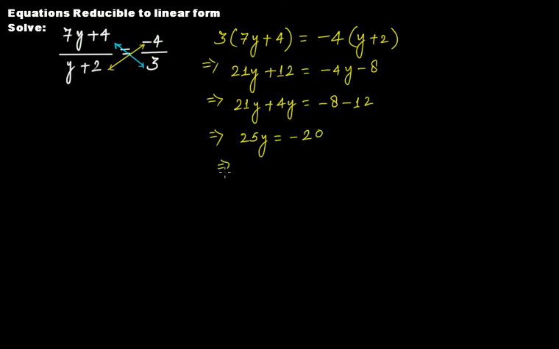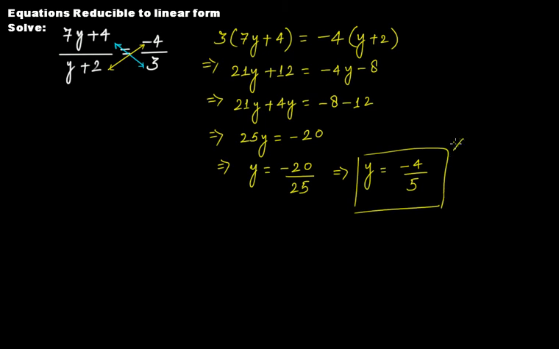If you solve it by dividing both the left hand side and the right hand side by 25, you get y is equal to minus 20 by 25. Now the highest common factor of 20 and 25 is 5. So dividing both the numerator and the denominator by 5, you get y is equal to minus 4 by 5. This is your answer.